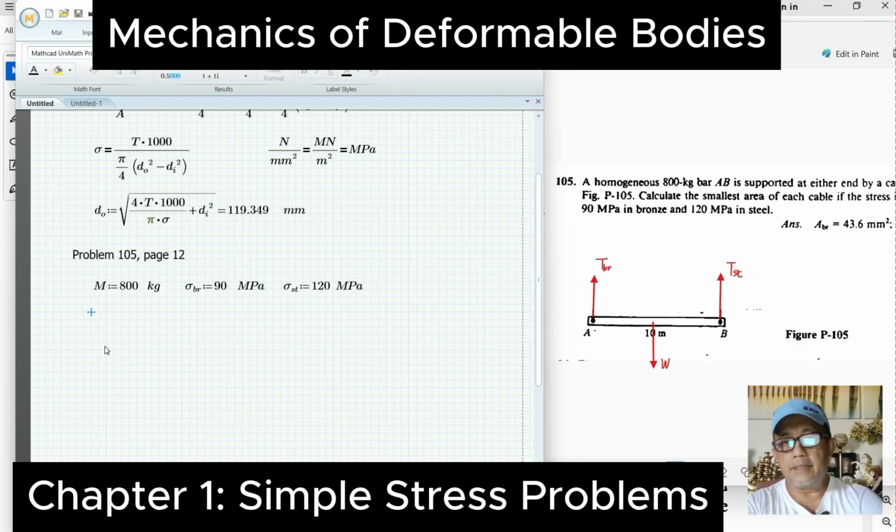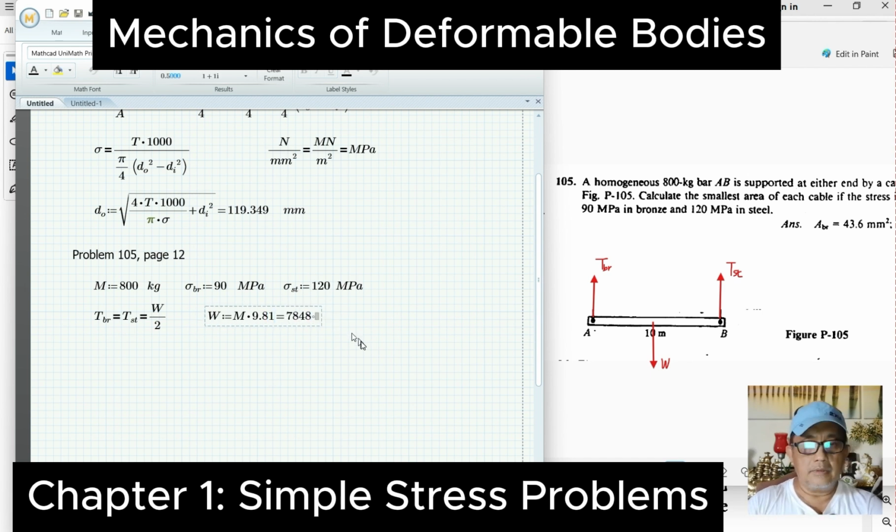If you look at the free body diagram, you can see clearly that each of the cables will carry the same load because of symmetry. That means T sub BR is equal to T sub ST equal to W over 2. And W is the mass times 9.81, and this is equal to 7848 newtons. So that means W over 2 is 3942 newtons. And this is the same value for steel.